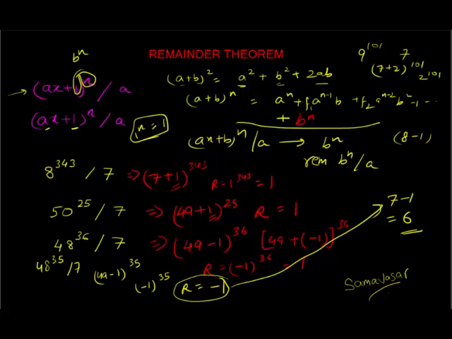So we'll see these questions later, but this is basically the concept: you try to express the exponential number that is given to you as a plus 1 or a minus 1 factor, so that you can solve the question easily.